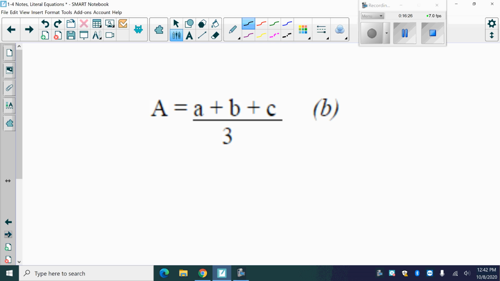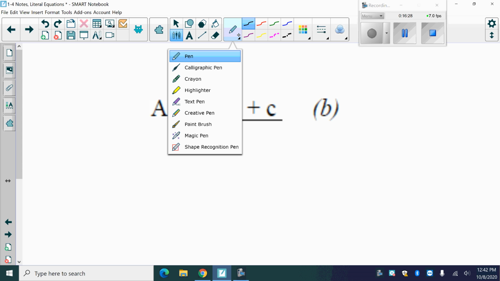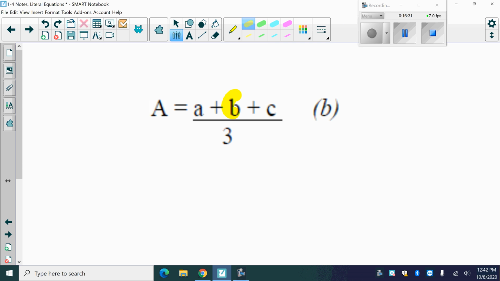We're going to solve this one for b. So I'm going to go ahead and get rid of the divided by 3 first because we assume everything on the top is in parentheses. So multiply both sides by 3.